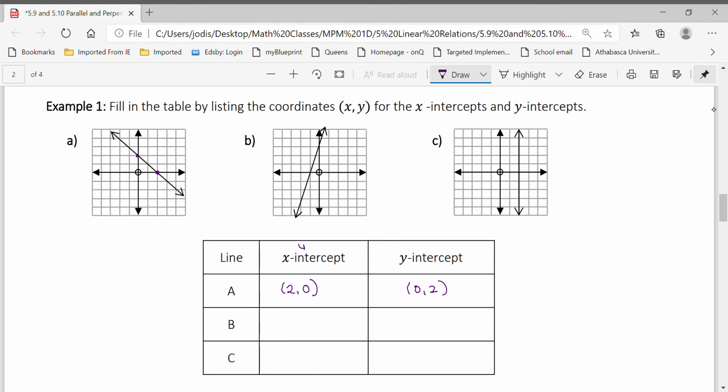Okay, so for x-intercept, y always equals 0. For y-intercepts, x equals 0. For graph B, our x-intercept, we're at -1, and our y-intercept, go up 1, 2, 3, we're at 3. For our last one, it's a vertical line. It does have an x-intercept, right? It crosses the x-axis at 2, but at no point is it ever going to cross the y-axis. So the y-intercept does not exist.